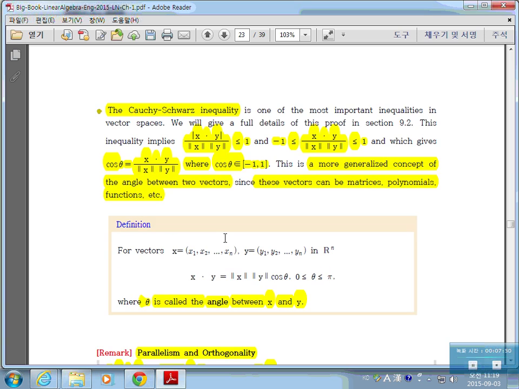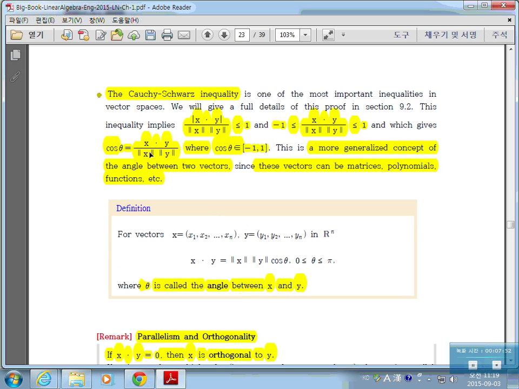So we define this theta as this theta which satisfies this. The x inner product y is equal to cosine theta times norm of x times norm of y, like this. If we have two vectors, there always exists a theta that satisfies this. We define this theta as the angle of those two given vectors.